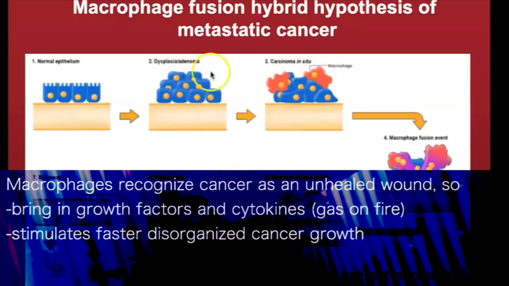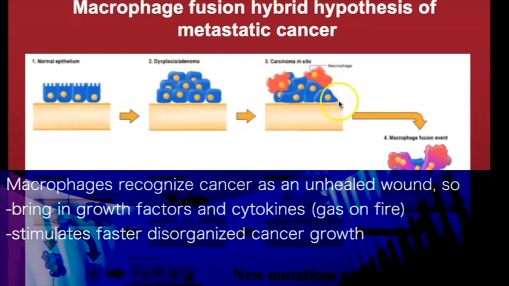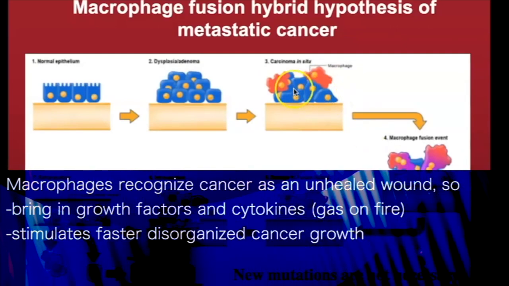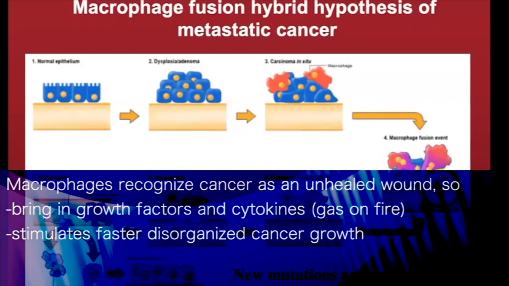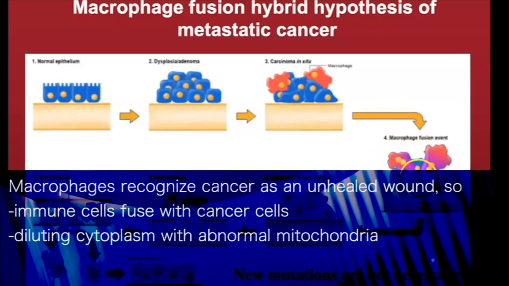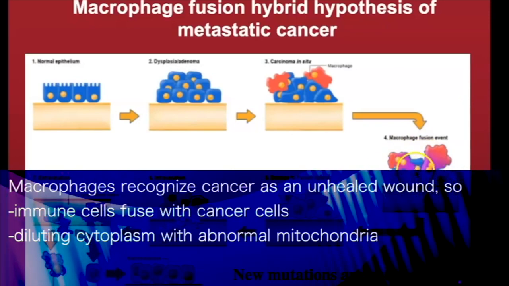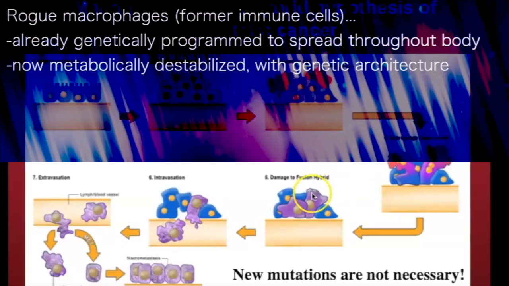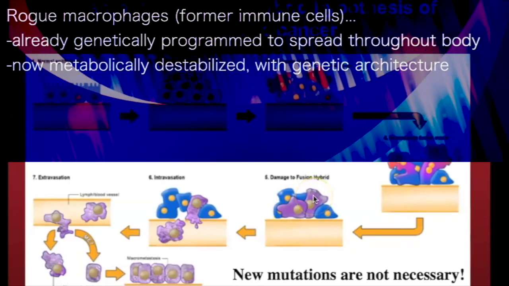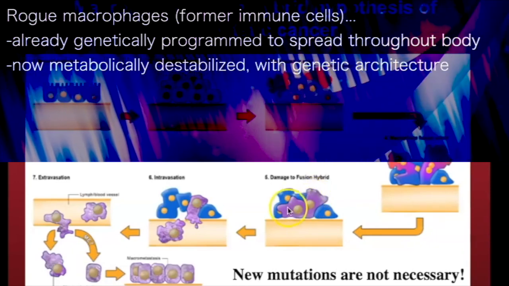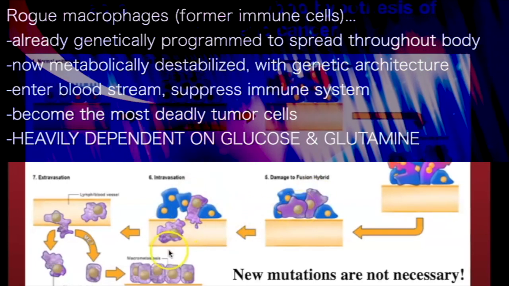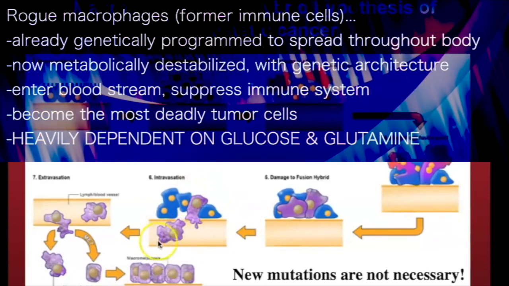Our immune cells come into this microenvironment, recognizing cancer as an unhealed wound, and they begin to throw out growth factors and cytokines, which is like putting gasoline on the fire. It stimulates these incipient cancer cells to grow even more disorganized and dysregulated. The immune cells will fuse to heal the wound. They'll either fuse together or fuse with these incipient cancer cells, thereby diluting the cytoplasm with abnormal mitochondria. Now what you have are these rogue macrophages, former immune cells. They are already genetically programmed to spread throughout the body because this is what they do in their normal function. But now they are metabolically destabilized with a genetic architecture to spread around the body. And that's what they do. They intravasate and they suppress the immune system, and they are the tumor cells that will be the most deadly.